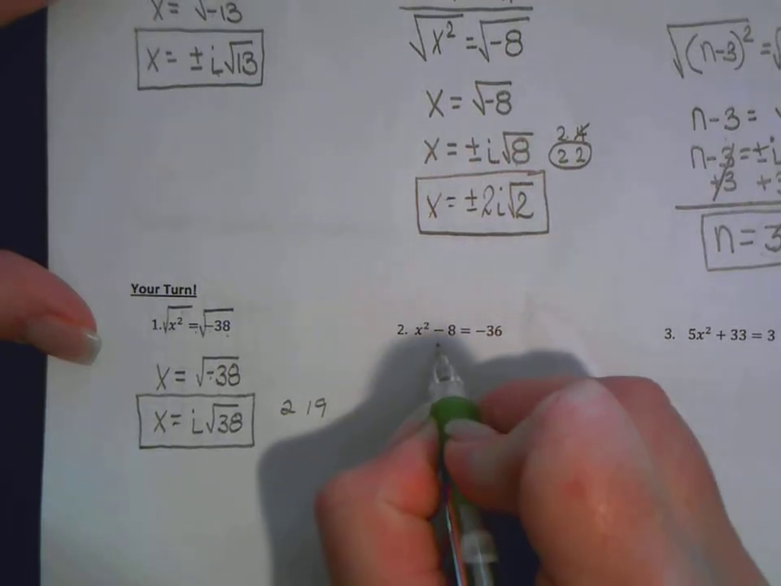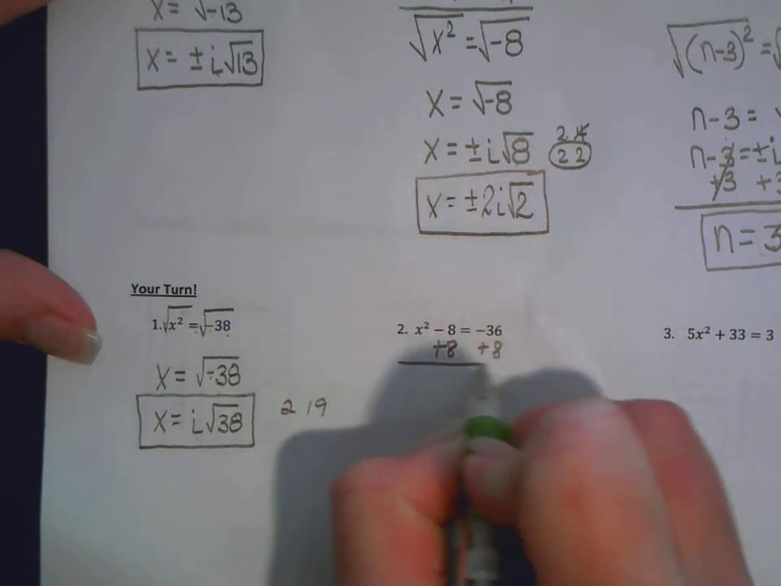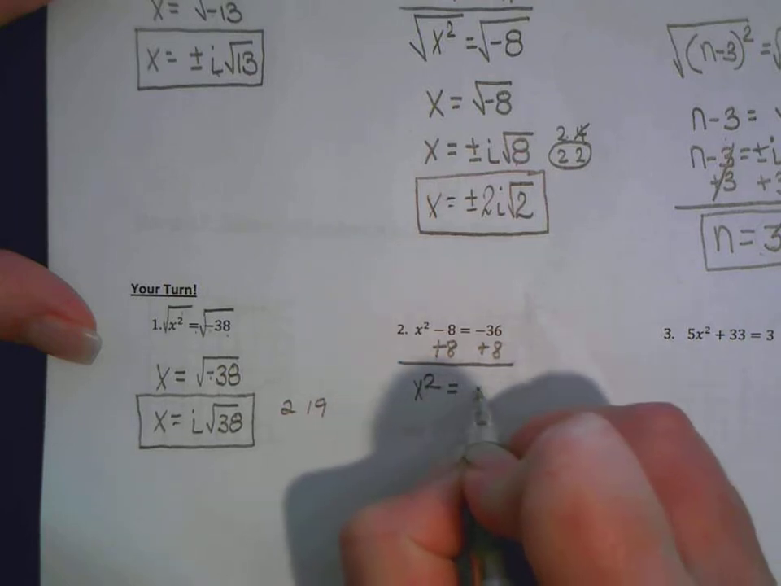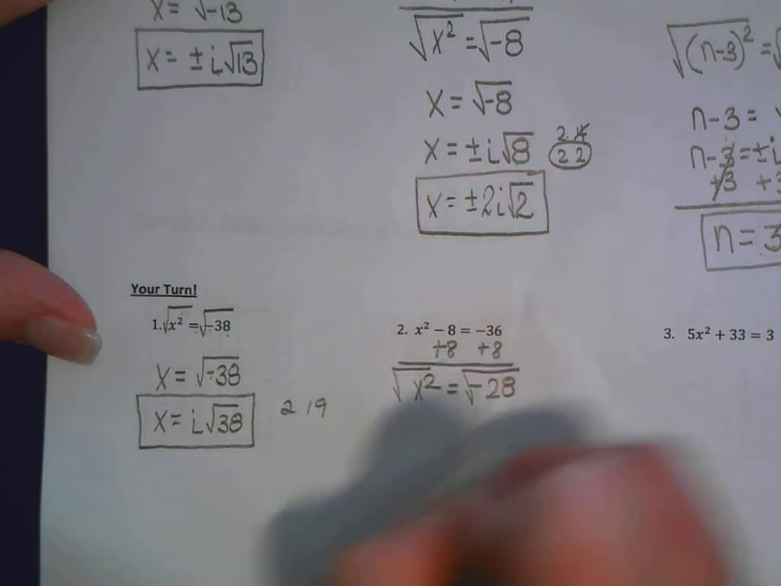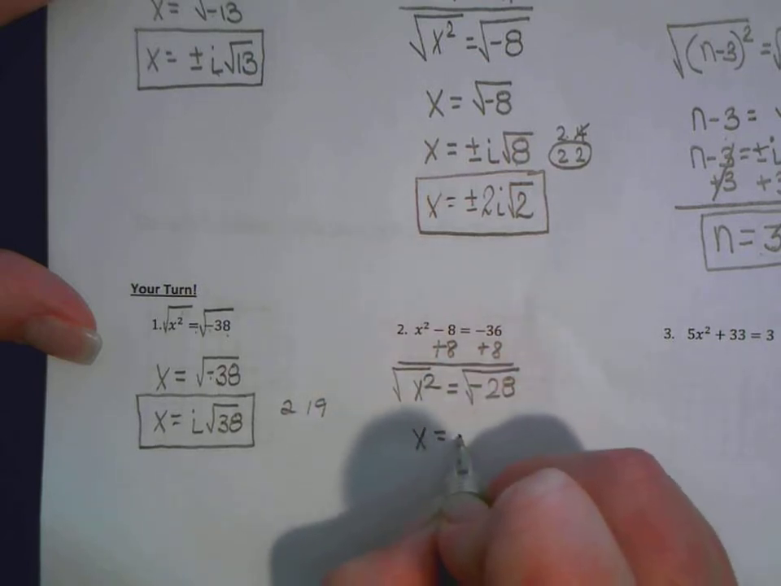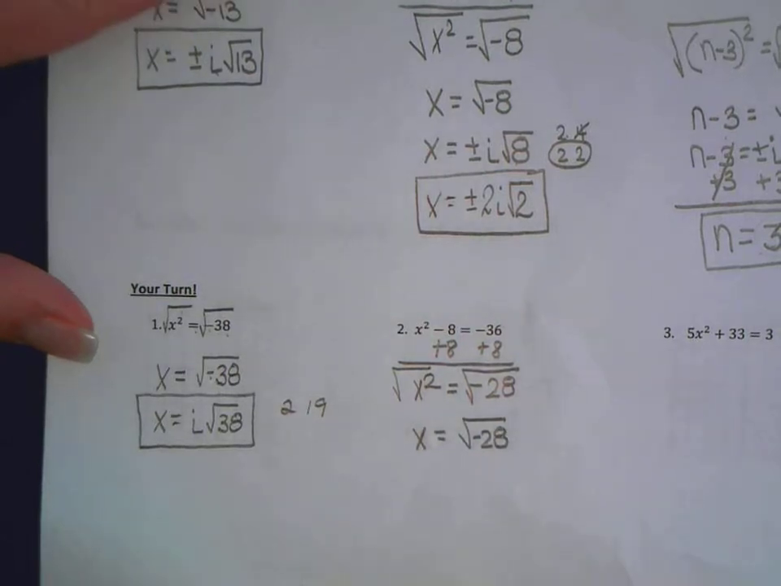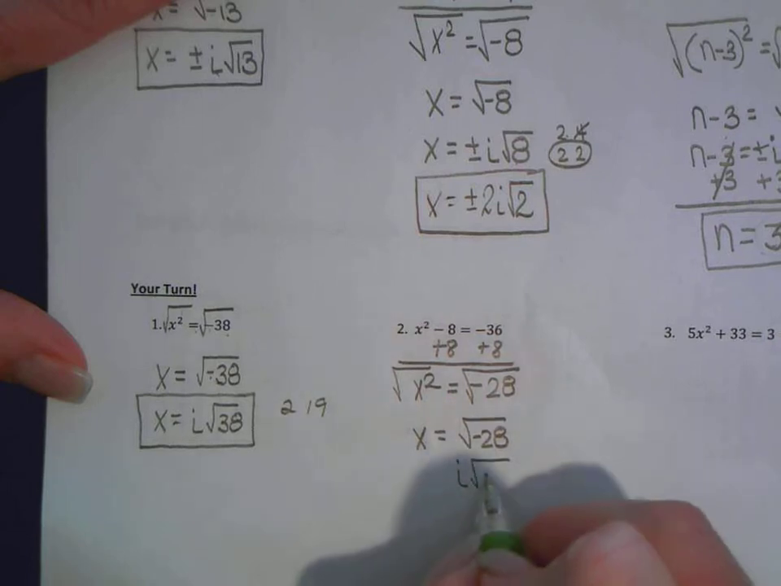All right, first thing you're going to do is add 8 to both sides. That is going to give you x squared equals negative 28. Take the square root of both sides. x equals the square root of negative 28. Remove that negative. When the negative comes out, it becomes an i. So you now have i times the square root of 28.